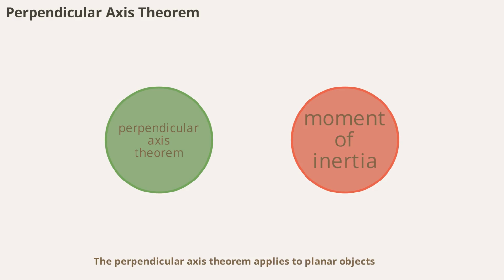The perpendicular axis theorem applies to planar objects. It states that the moment of inertia about an axis perpendicular to the plane, I_Z, is the sum of the moments of inertia about two perpendicular axes in the plane, I_X and I_Y. I_Z equals I_X plus I_Y. This theorem simplifies calculations for flat objects like disks and rings.